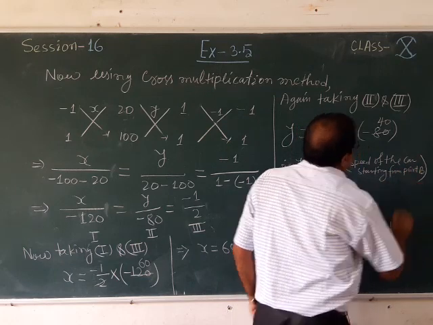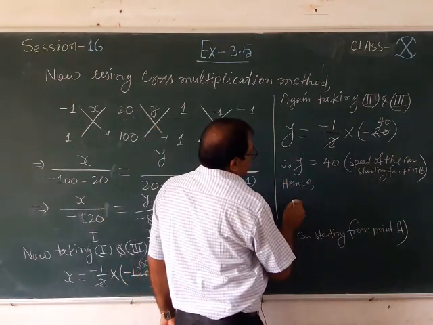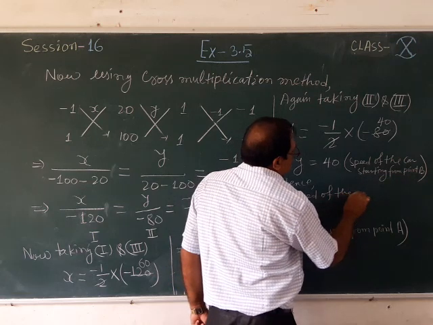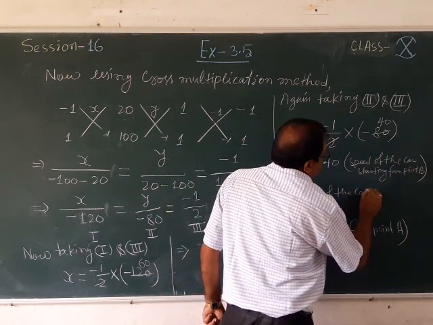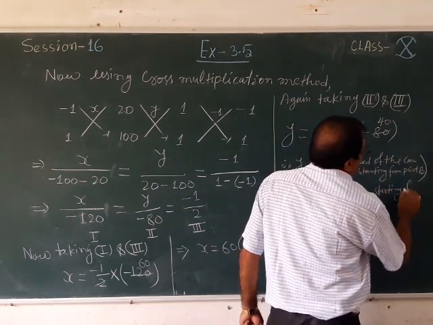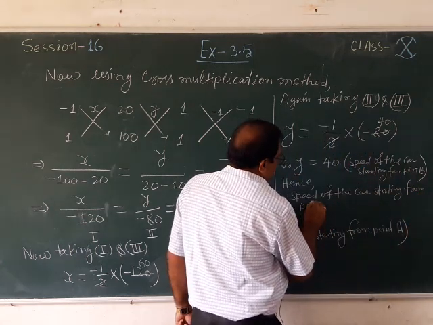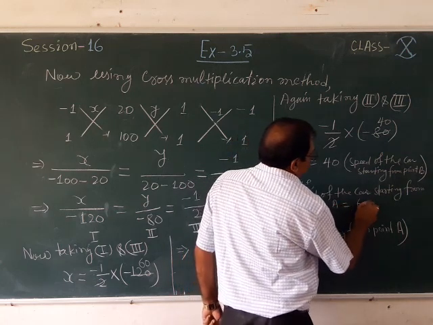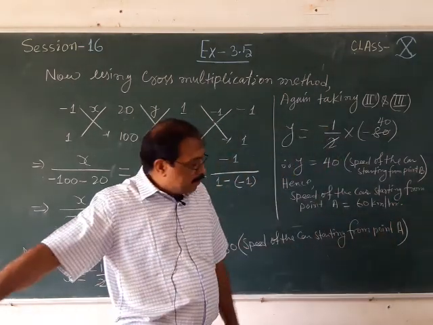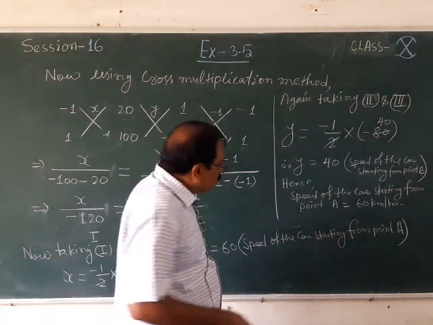So like that you have got the answer. Ultimately at last you can write your answer. Hence the speed of the car starting from point A is equal to 60 kilometer per hour, and the speed of the car starting from point B will be 40 kilometer per hour.